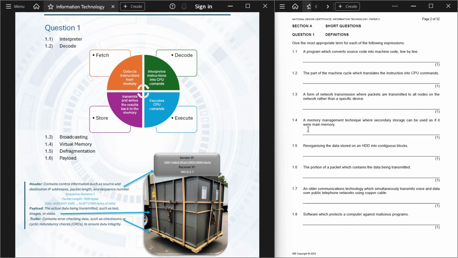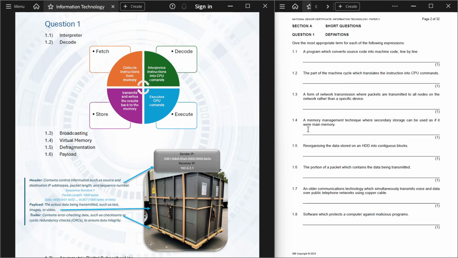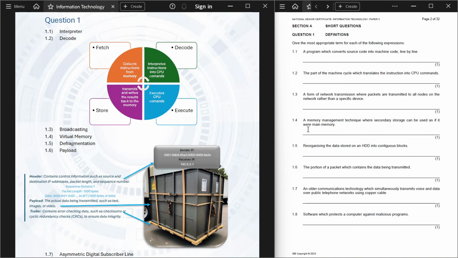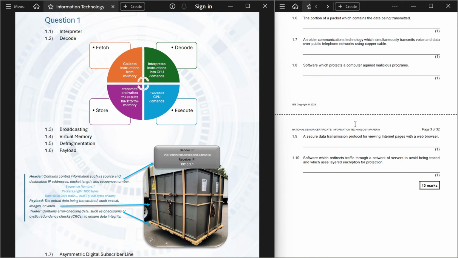1.7. An older communications technology which simultaneously transmits voice and data over public telephone networks using copper cables. The answer there is asymmetrical digital subscriber line. The key giveaways were copper cables, public telephone, and older communications. 1.8. Software which protects a computer against malicious programs. The answer there is anti-malware. Anti-malware seems to be the most preferred option these days because it encapsulates every other thing. Antivirus is also correct.